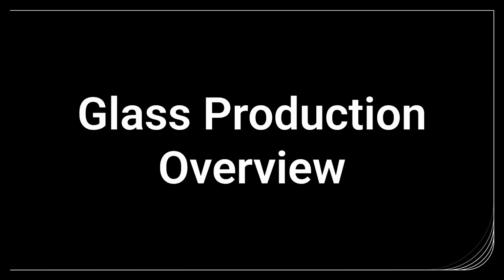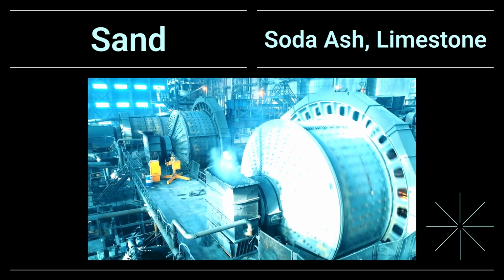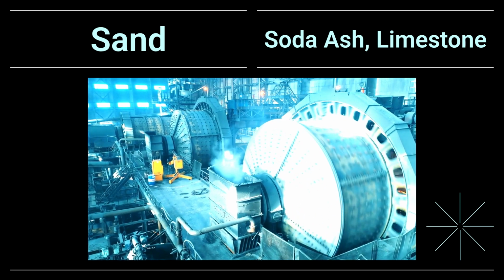We'll break down the production into 4 main stages: preparation, melting, forming, and finishing. Starting with the most fundamental part, the ingredients. Glass starts with simple raw materials: silica sand, soda ash, and limestone. These are the core components that transform into clear, solid glass.